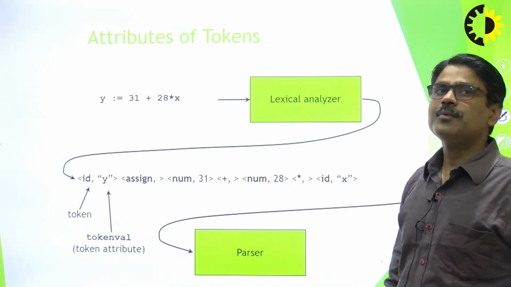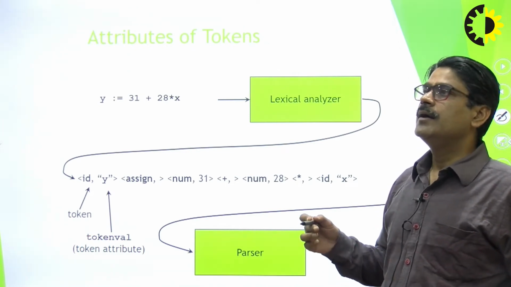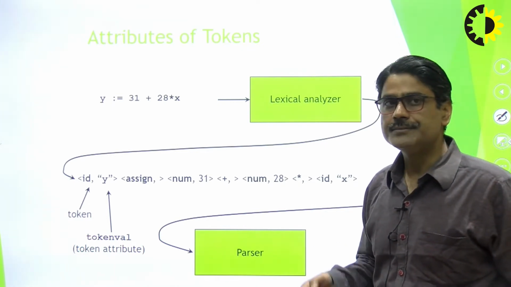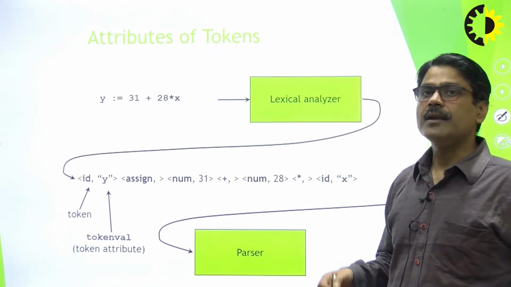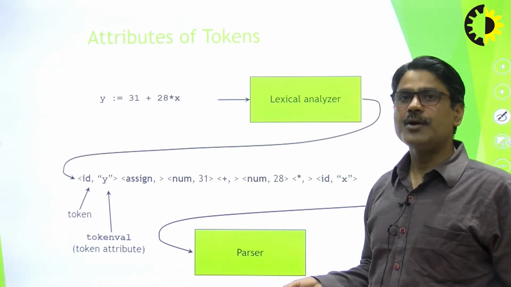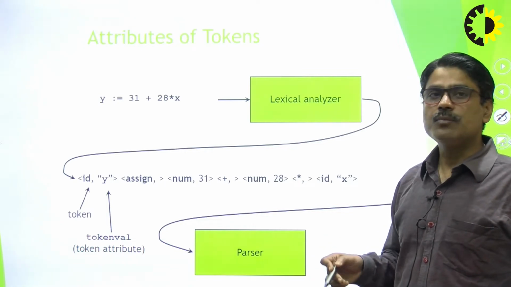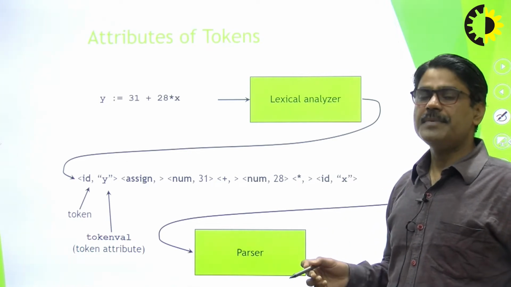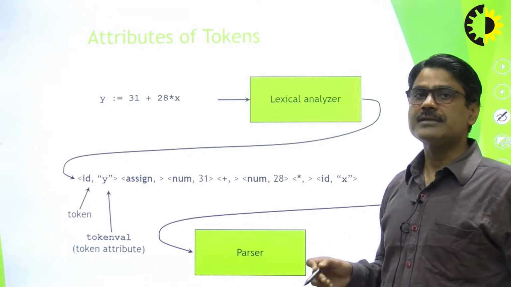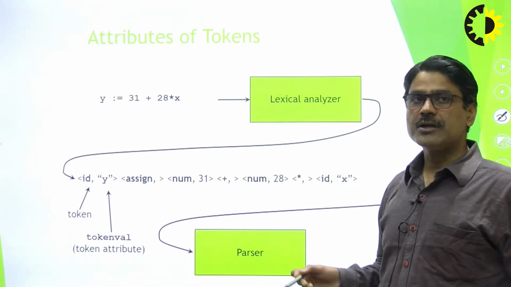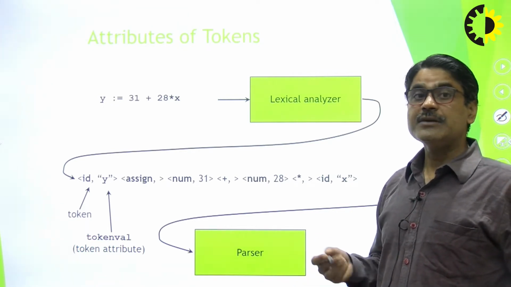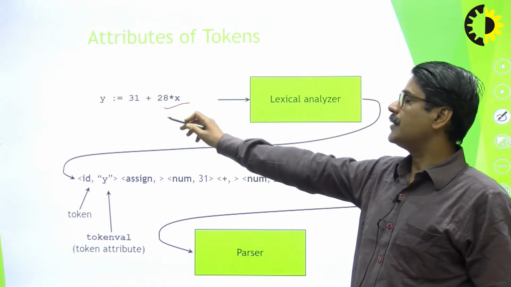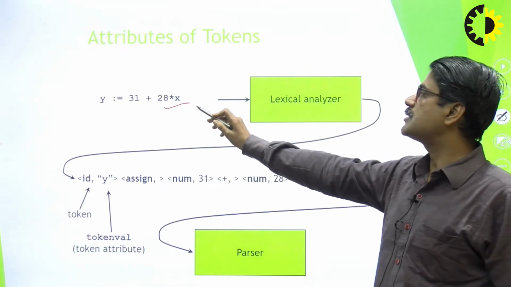Then attributes of tokens. Tokens are identifiers and numbers, then operators, either relational or binary operators, and the most important are the identifiers. So these are the tokens: numbers, identifiers, relational operators, and keywords. Here no keywords are used, because we have taken a simple mathematical expression, y equals 31 plus 28 into x.